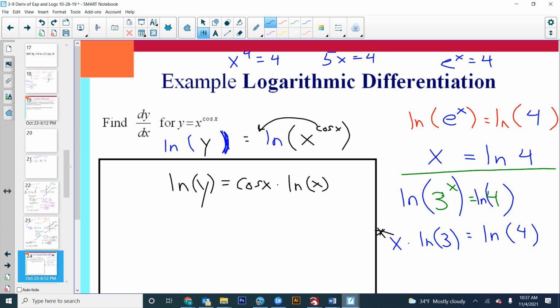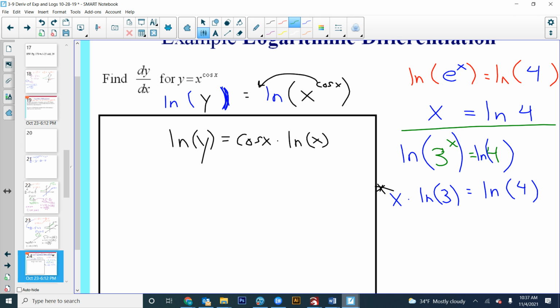All right? So, let's take the derivative of both sides. The derivative of ln of y, it's the ln of u rule. It's 1 over u, so 1 over y. Instead of du dx, it's dy dx. Right side, we got first times derivative of the second. Well, second times derivative of the first. Use parentheses.